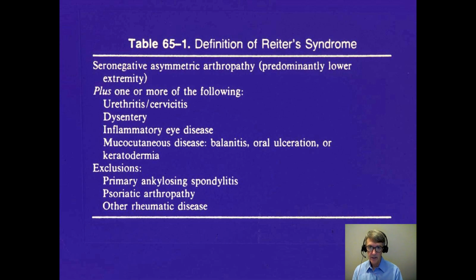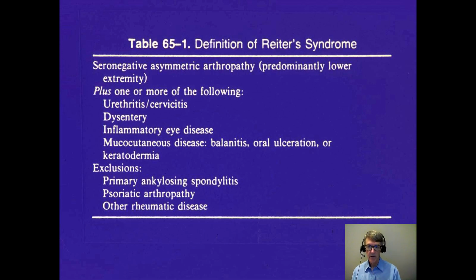And again, this is the classic classification criteria. Basically, we look for an asymmetric inflammatory arthritis. And again, I use the word inflammatory. We'll differentiate that from osteoarthritis. Plus one of the extra-articular manifestations, including urethritis or cervicitis, or something that sets it off, such as dysentery or inflammatory eye disease. And we talked about the mucocutaneous disease, such as balanitis, oral ulcers, or keratoderma blennorrhagica.